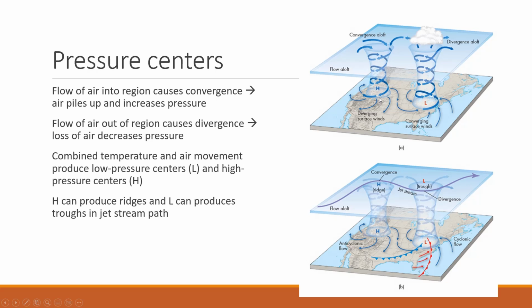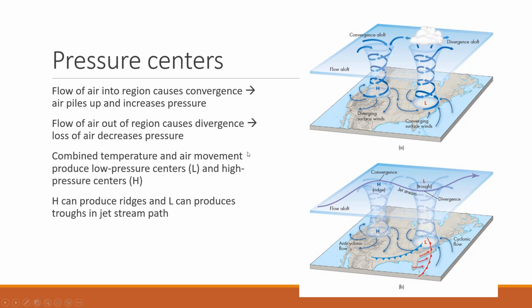When we have high pressure centers, the air wants to leave. So the air is being pulled in from the top and it's going to pile up, which will increase pressure, which it then wants to leave, and so it will be diverging at the bottom. So these first two sentences are indicating what's happening aloft.